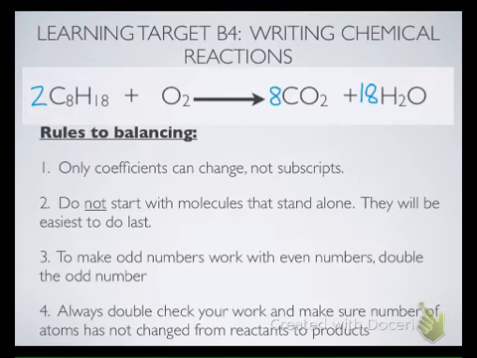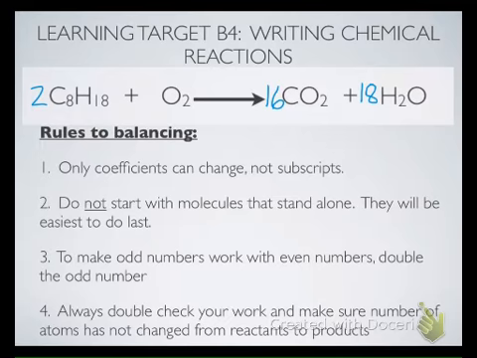I've got 2 by 18 on the left. I've got 2 by 18 on the right. I'm good to go. Except when I did that, what did I just screw up again? My carbons are screwed up now, so now I got to go back over here. I've got 2 by 8. I got 16 over there. So I'm going to change this 8. I'll change that 8 to a 16.